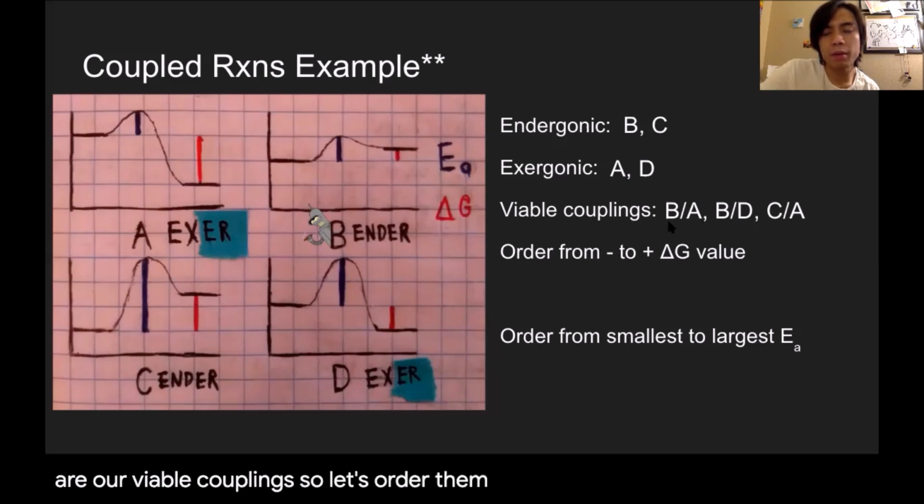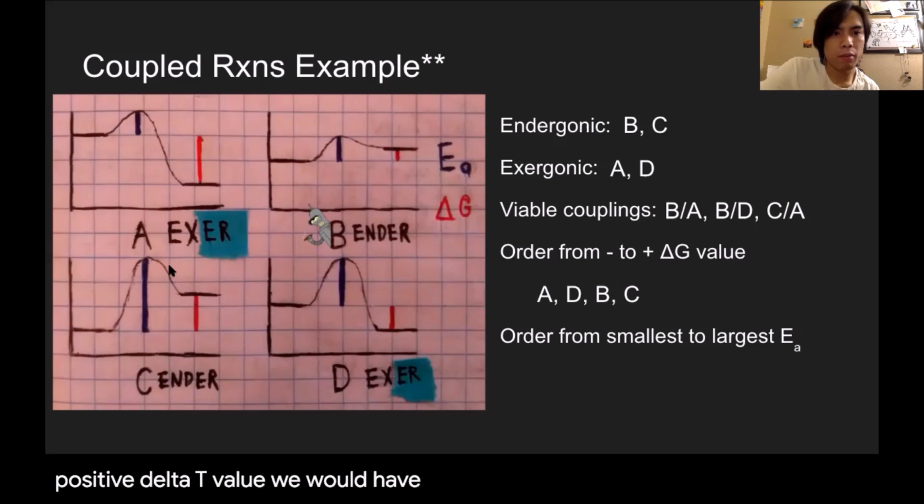So let's order them from the most negative to the most positive delta G value. A should be the most negative, then B less negative, then more positive, then most positive.